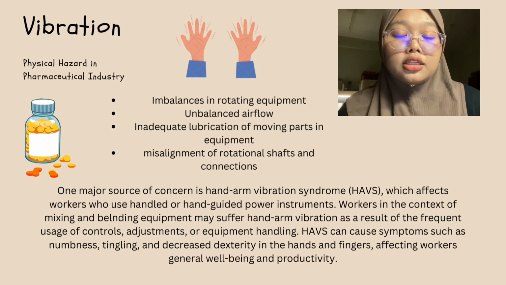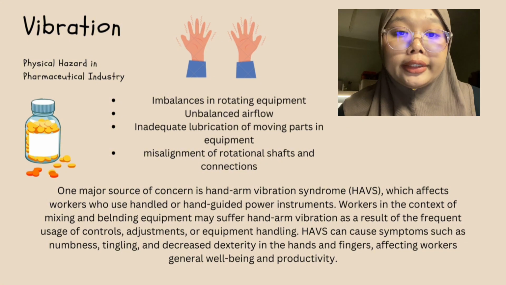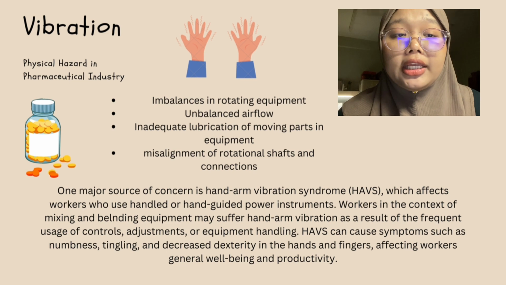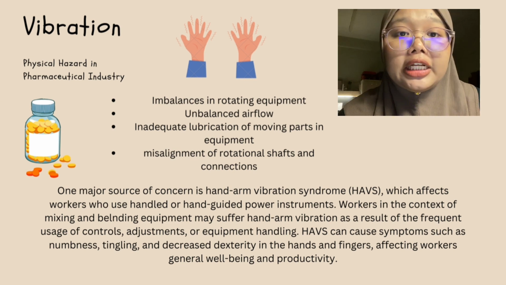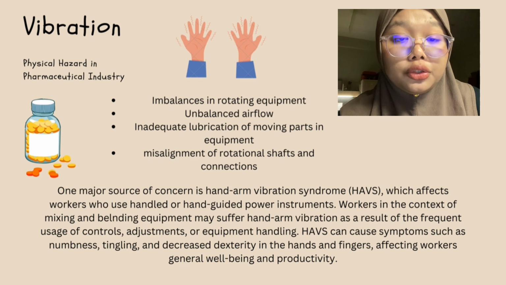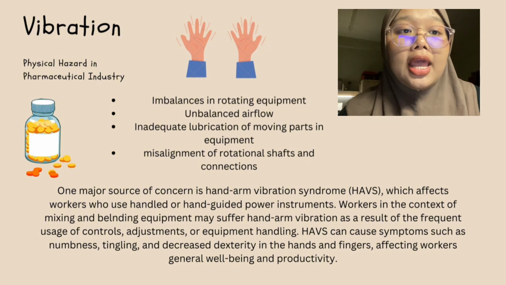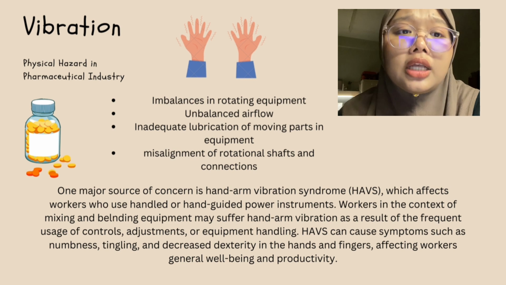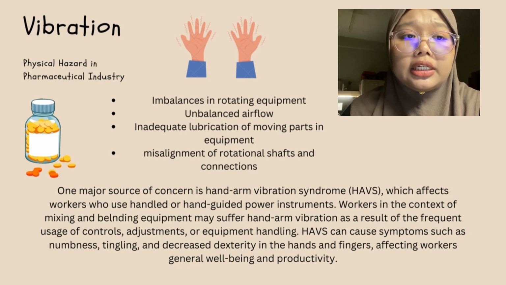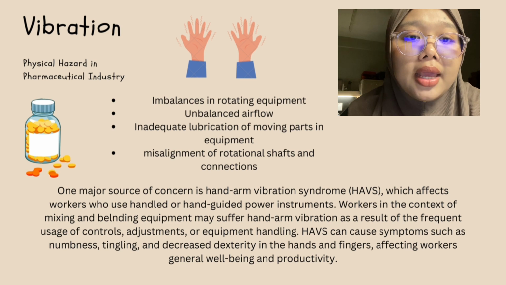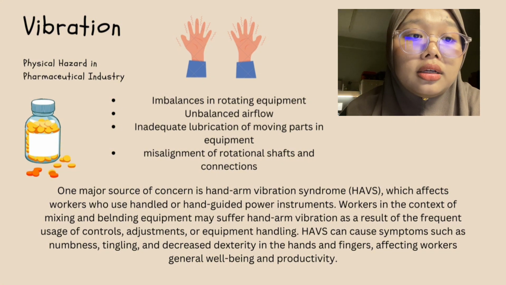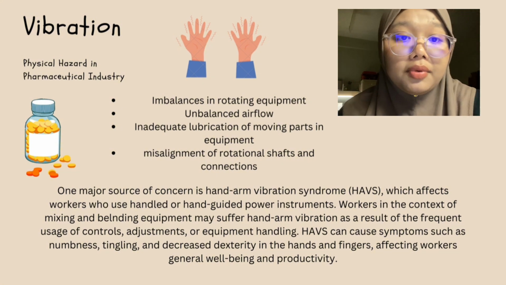So physical hazard number four is vibration. Vibration in the pharmaceutical business can be produced by a variety of variables, and it is critical to detect and solve these issues in order to assure optimal equipment operation and product quality. The following are some of the most common causes of vibration in the pharmaceutical sector. Number one, imbalances in rotating equipment such as centrifuges, blenders, and mills can cause vibration.